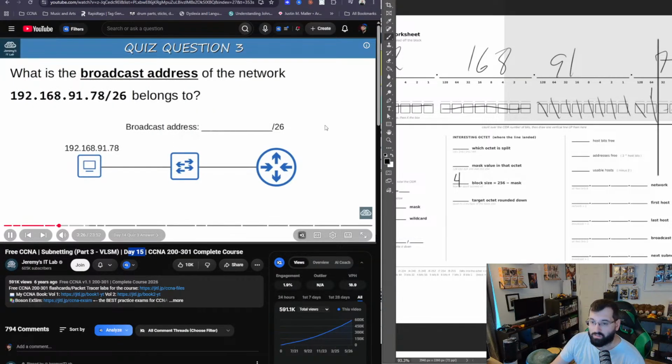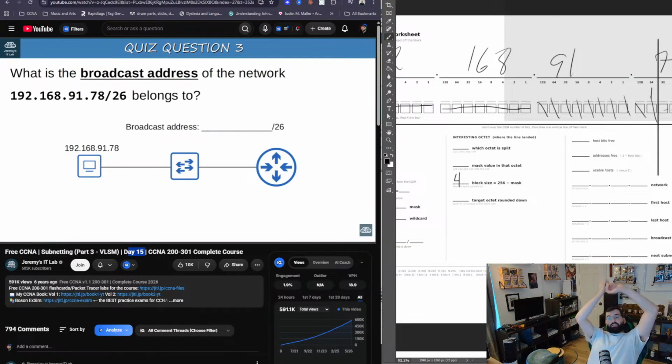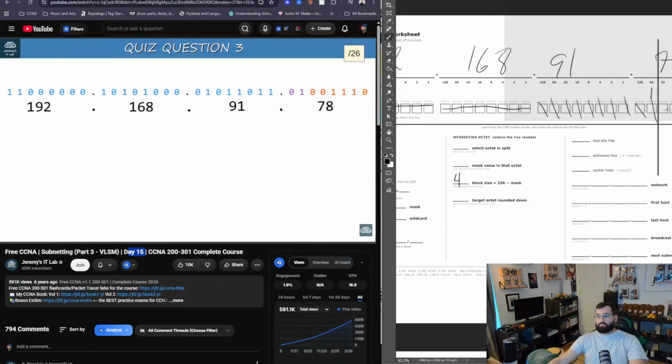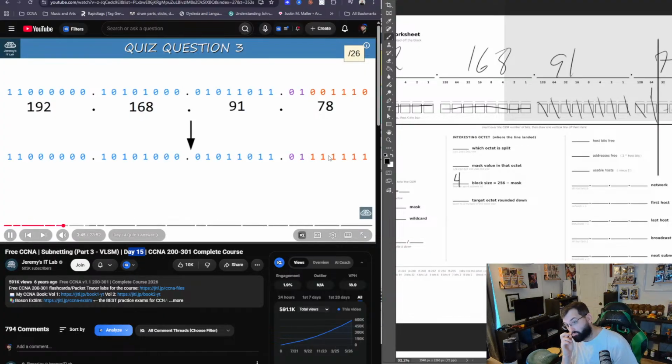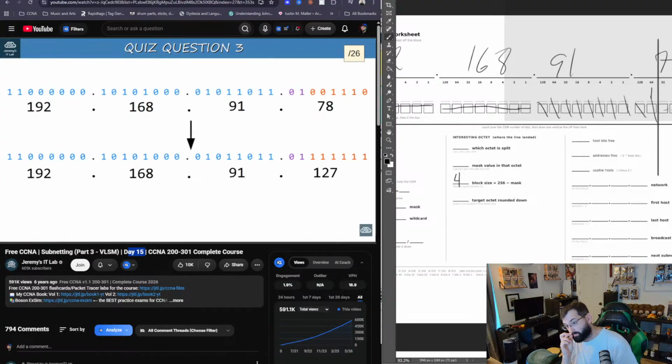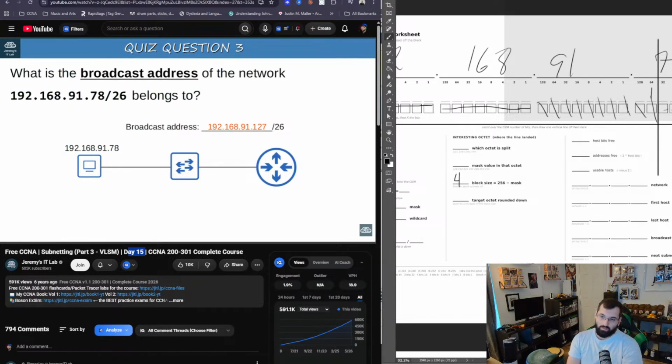So to solve this problem, you follow the same steps as for the previous question, except instead of changing all host bits to 0, you change them to 1. Let's try it out. Write out the address in binary. Then, since we're looking for the broadcast address, not the network address, change all of the host bits to 1. Convert the address back to dotted decimal, and that's the broadcast address for the subnet. Damn it, I missed it. So, the answer for question 3 is 192.168.91.127. That's the broadcast address for this network.